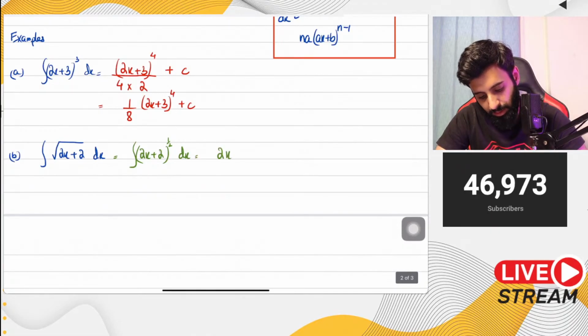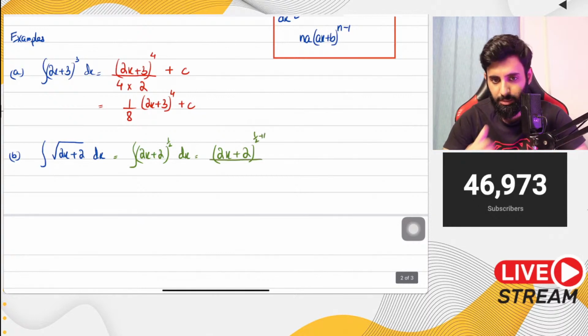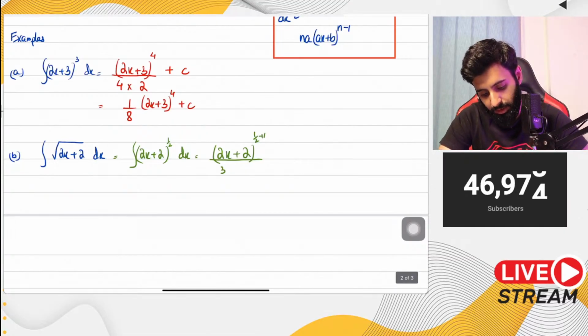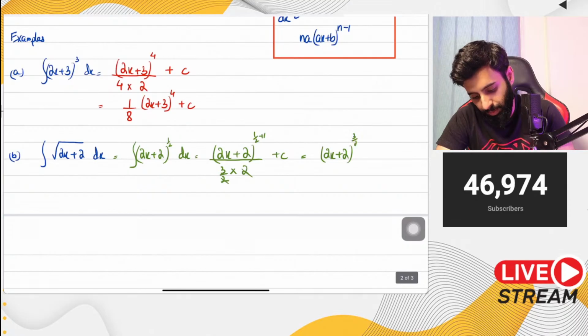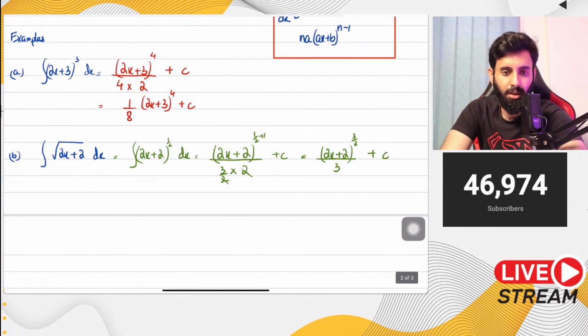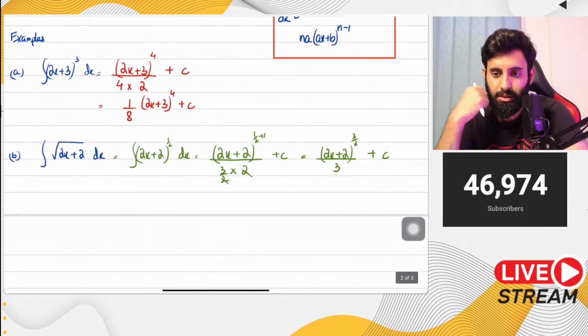So you add 1 to the power, 2x plus 2 to the power of half plus 1. You use your calculator if you're afraid that you're going to mess it up. Half plus 1, in case you don't know, is 3 upon 2. So 3 upon 2, and also divided by the differential of 2x plus 2, which is going to be 2. So this 2 and this 2 get cancelled out, and then don't forget the plus c. So your final answer, if you write it nicely, is going to be 2x plus 2 to the power of 3 upon 2 divided by 3 plus c. Okay, fellas, there you go.